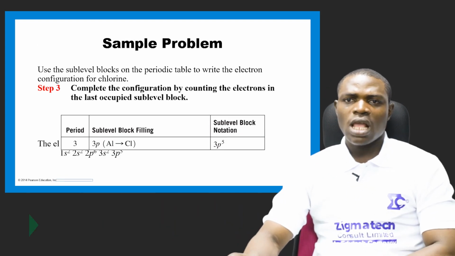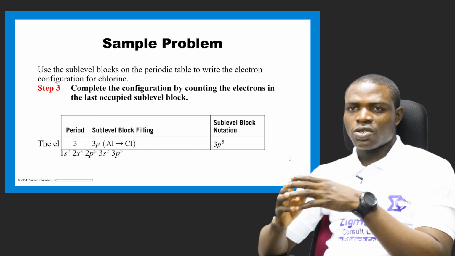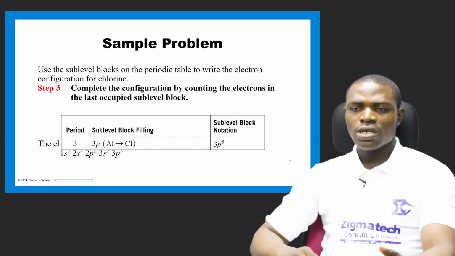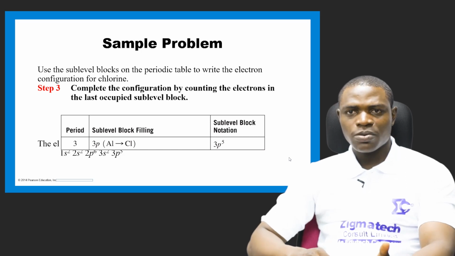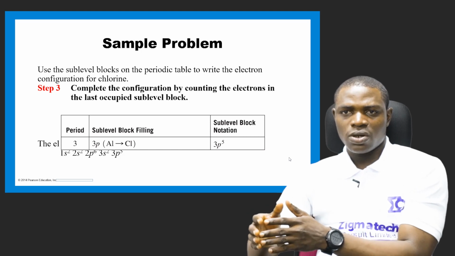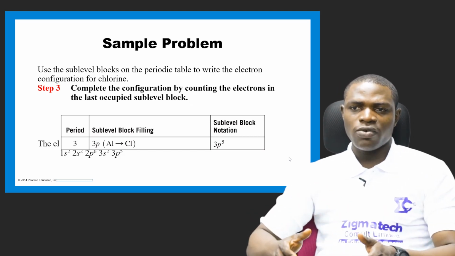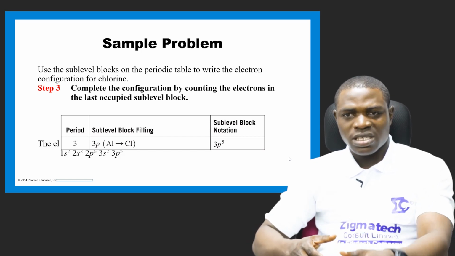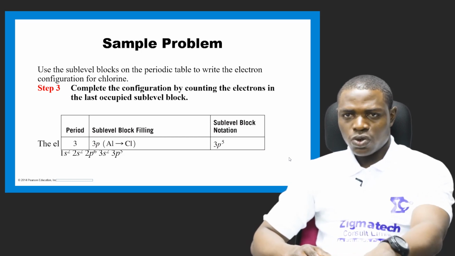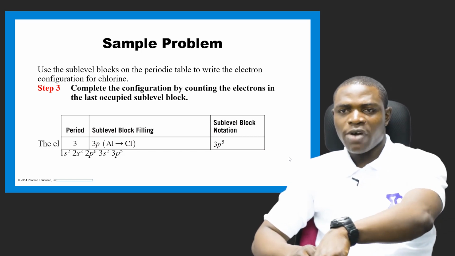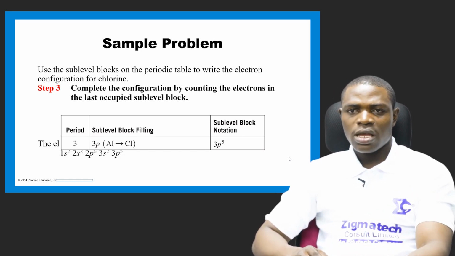Let's go ahead. Using the sublevel block on the periodic table to write the electron configuration for chlorine, we have considered step 1 and step 2. This is step 3. We want to complete by counting the electrons in the last occupied sublevel. If we look at it, 1s2, 2s2, 2p6, 3s2. That is the one preceding the 3p5. So we need to count from there.